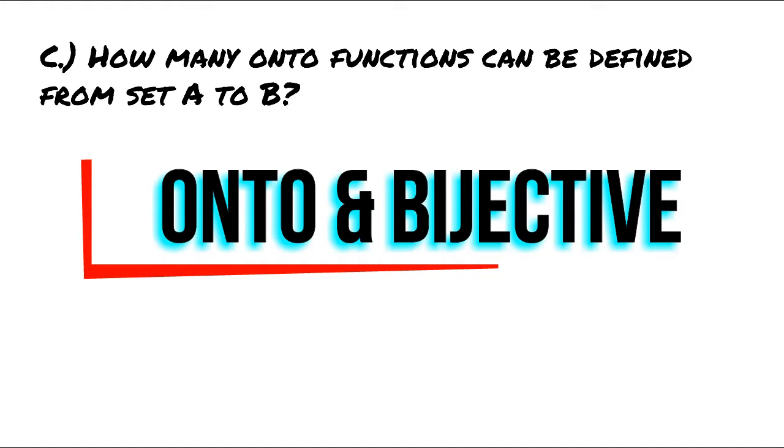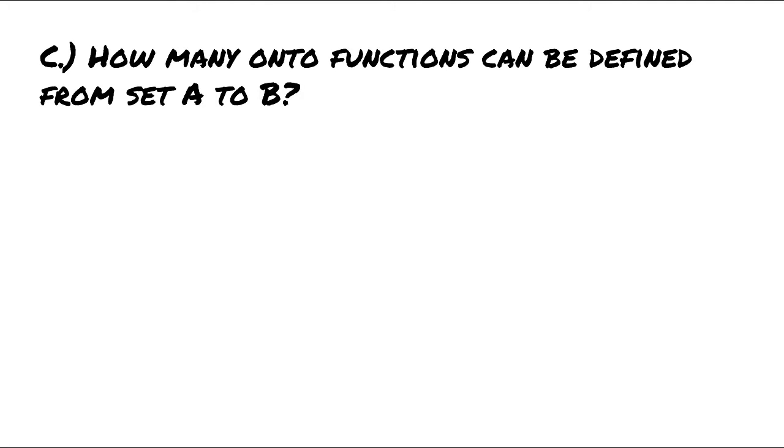In this video, let's derive how many onto functions can be defined from set A to set B. First off, we could introduce some notation. Let M be the cardinality of A. Let's also introduce N to be the cardinality of B, our codomain.